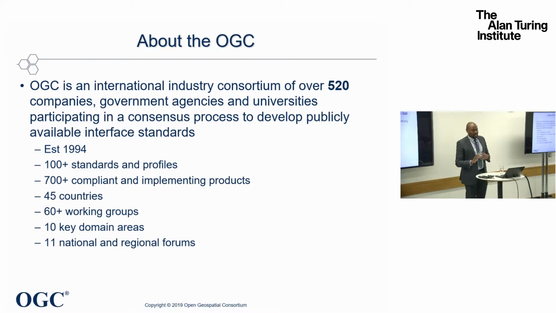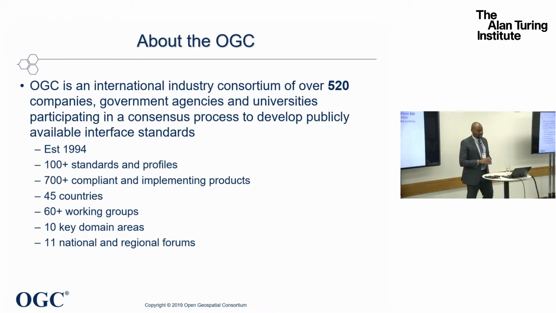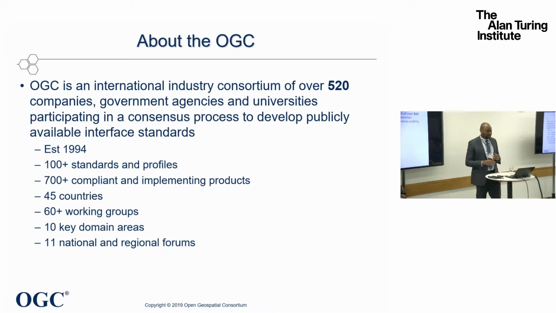The OGC itself, as an organization, is an international consortium, currently with more than 520 member organizations that include government departments, private companies, universities, literally from across the globe. And these organizations collaborate in a consensus process to develop publicly available interface standards that promote geospatial interoperability.